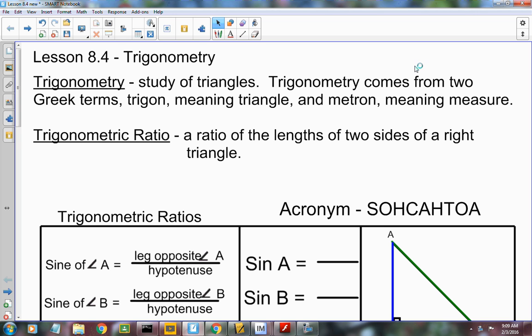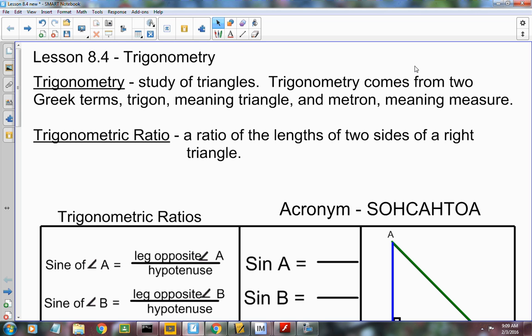If you can't use Pythagorean theorem, if you can't use geometric means, if you can't use 30, 60, 90, or 45, 45, 90, you can use trigonometry to solve your triangle. Okay, and so trigonometry is the study of triangles. There's a whole class in college that's dedicated to trigonometry. There's a semester over at the high school that you can take that's dedicated to trigonometry. It comes from two Greek terms, trigon meaning triangle and metron meaning measure.